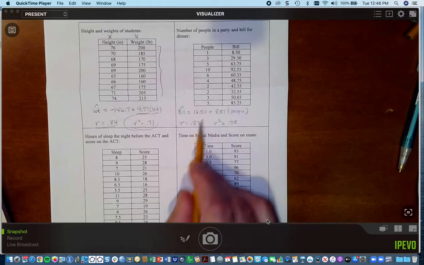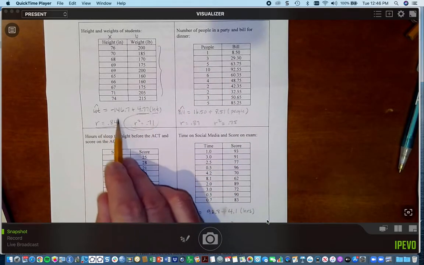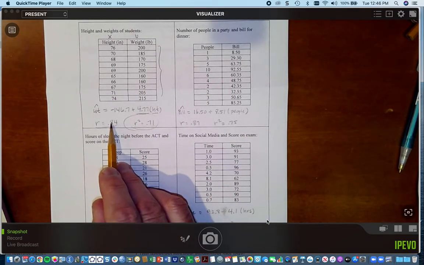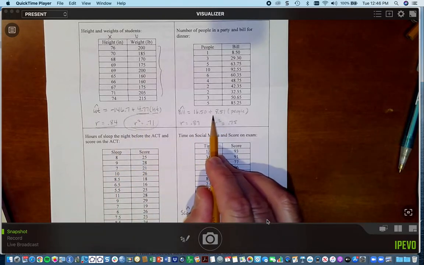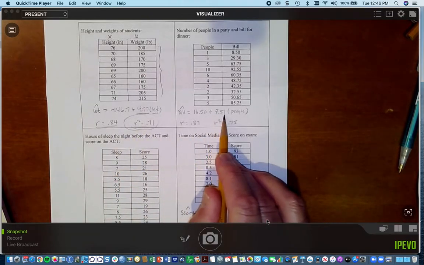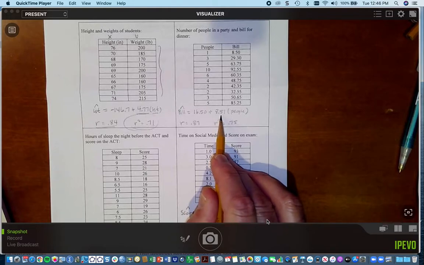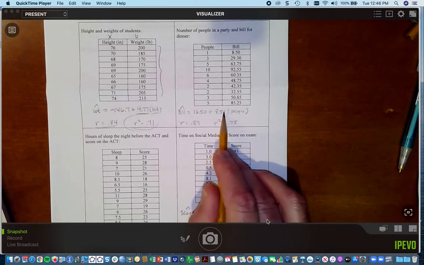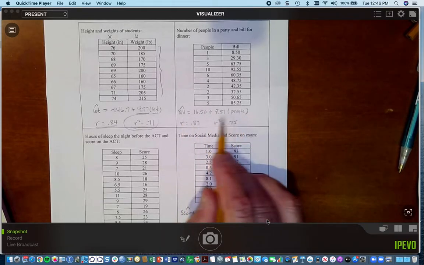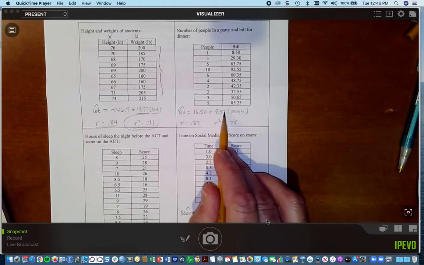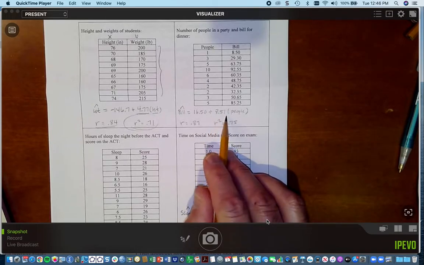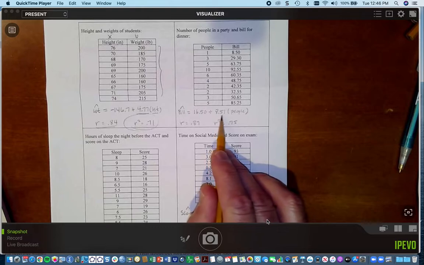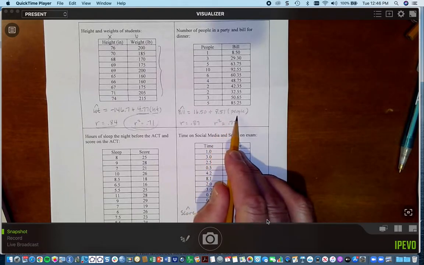All right, so the strength of this relationship is about the same as the strength of this relationship. Okay, this 8.51, this is the slope of the line, and it's a rate. The way you would interpret this is the model predicts that for each additional person in the party, the bill is going to increase by about $8.51. All right, so the units on this would be $8.51 per person.